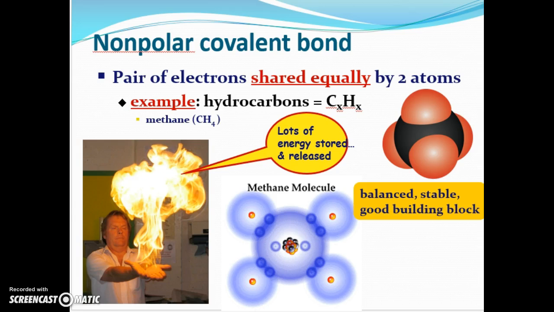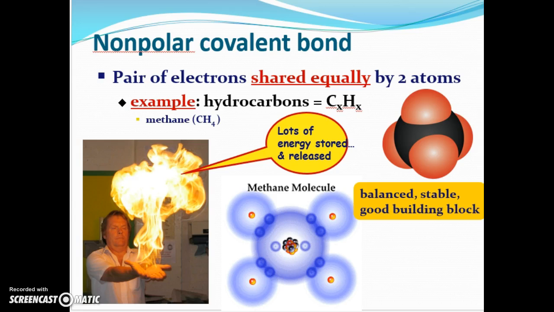So nonpolar covalent bonds, the definition of that is a pair of electrons that are shared equally by two atoms. For example, with hydrocarbons, which are a big part of most biomolecules, so carbon and hydrogen together, we have these hydrocarbons that will share their electrons equally. And so there's no polarity in those molecules.